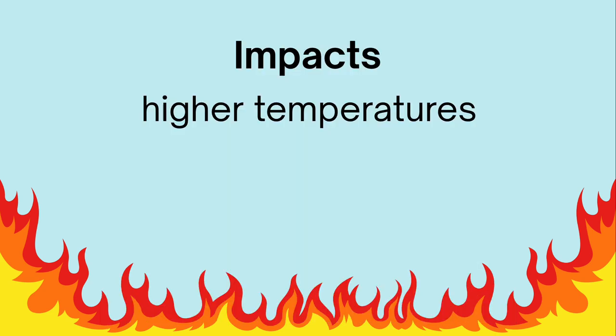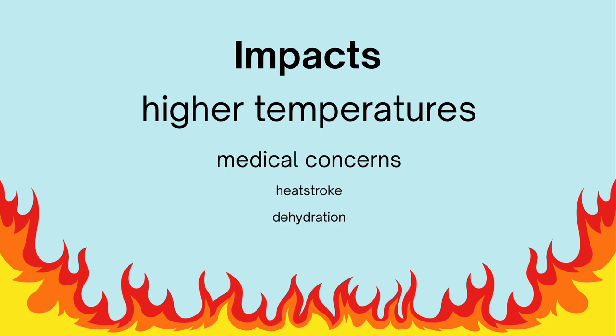Heat can cause medical concerns like heat stroke and dehydration. Heat can exacerbate medical conditions like cardiovascular disease. But also, heat is just really uncomfortable. It makes us sweaty. It's annoying. Studies have shown that heat makes us less productive. And we just don't like being really hot. So, when it gets too hot, what do you do? You turn on the AC.